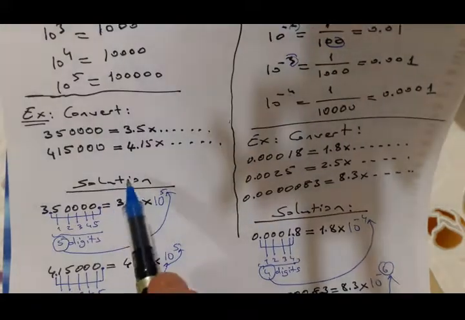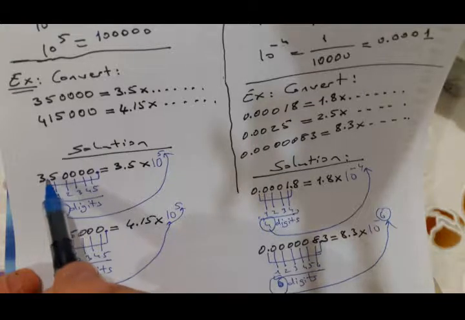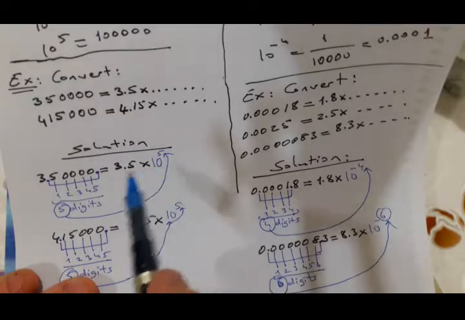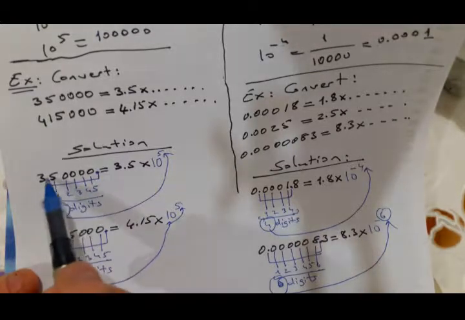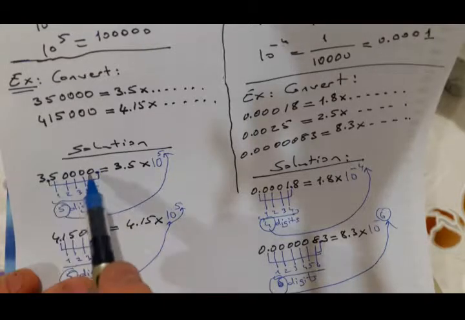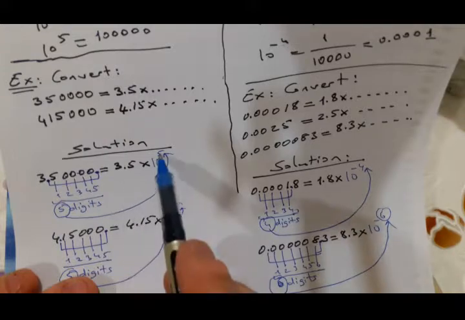Maybe you can solve this in this way. For example, 350,000 you write as 3.5 times 10 to the power of something. You carry the point to between 3 and 5. Initially the point is at the end. Between this point and that point, how many digits are there? 1, 2, 3, 4, 5, which means there are 5 digits, so you put 5 as the power of 10.